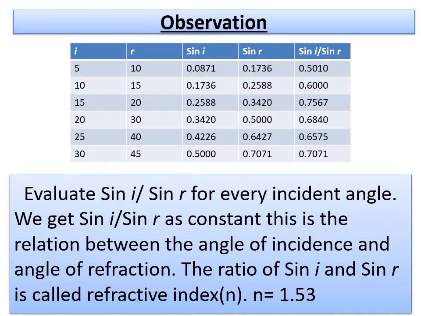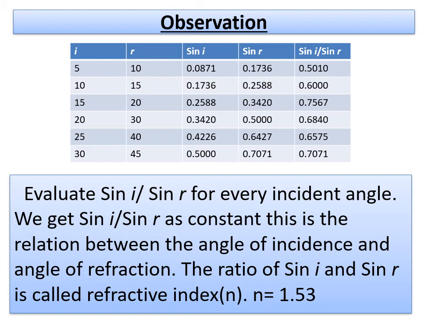After observing the values, I have tabulated them this way. The table has columns I, R, sin I, sin R, and sin I by sin R. When I took I as 5, R I got as 10. After I calculated sin I and sin R, the ratio of sin I by sin R is 0.5010. When I took I as 10, I got R as 15. Sin I and sin R are calculated, and the ratio of sin I by sin R is 0.6. Like that, for I as 15, R I got 20. Sin I and sin R calculated, and the ratio of sin I by sin R I got as 0.7567.